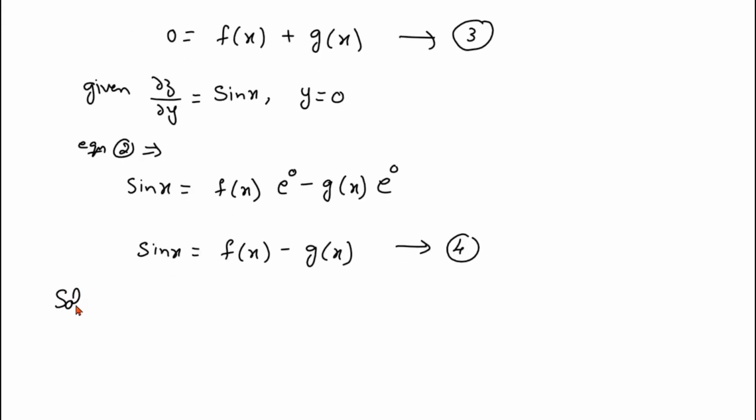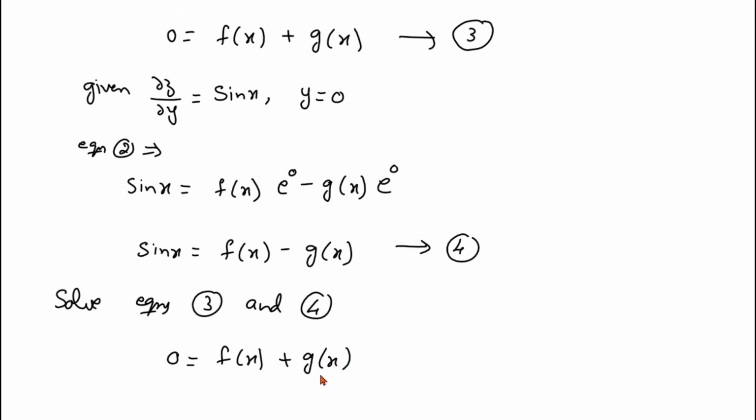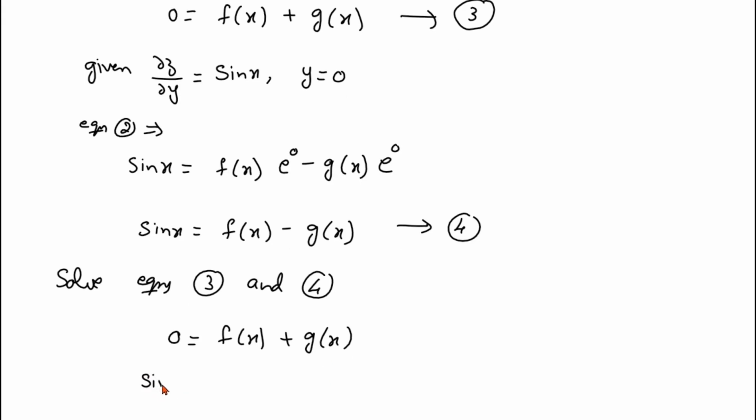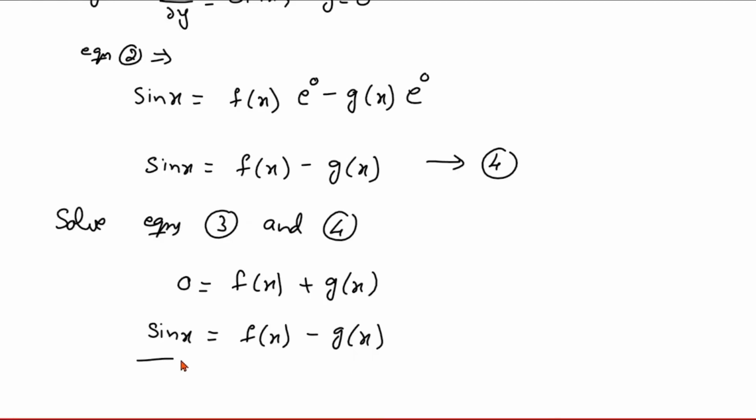Solve equations 3 and 4. So if you solve equations 3 and 4, you have 0 is equal to f of x plus g of x. Then you have over here, sine of x is equal to f of x minus g of x. So you can see that positive g of x and negative g of x will cancel out.